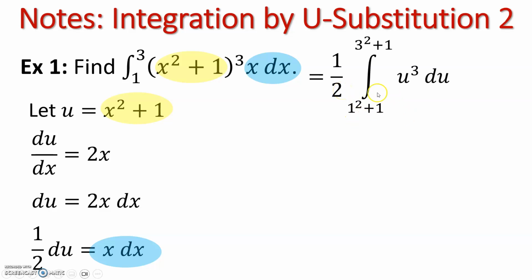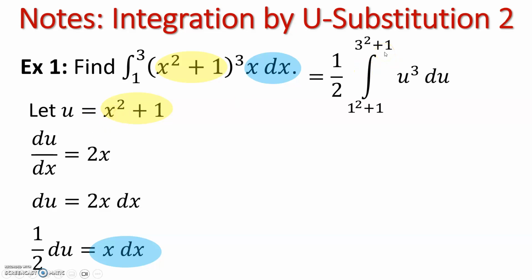Now, here's where the difference occurs from Friday. Because we have bounds, and because we are changing our variable from x to u, we must also change our bounds. Our bound that was 1 in terms of x is now going to become 1 squared plus 1. So now it will be in terms of u. And our upper bound, which was 3 in terms of x, becomes 3 squared plus 1.